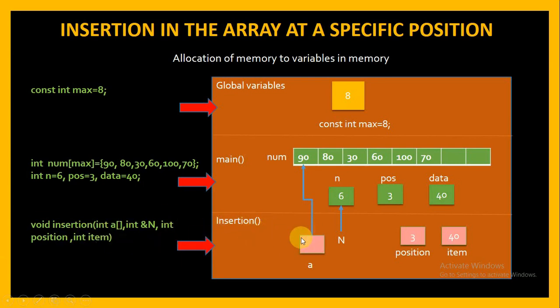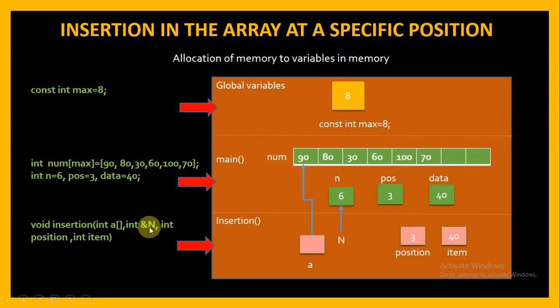Now A is the name of the array, and I think you know that arrays are never passed by value. They are always passed by reference, or you can say pointer. This you will discuss in detail in the pointer chapter. So you can see here A is nothing but it will point to num. So whatever changes you make in A will be done in num also.